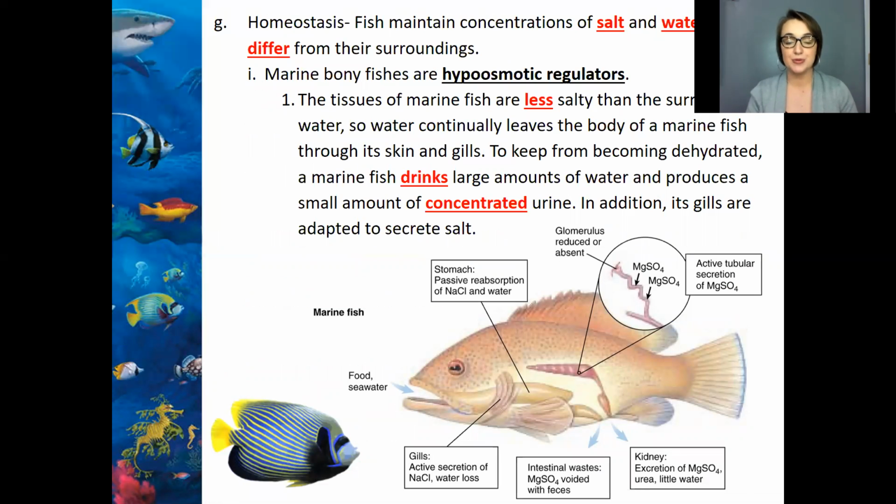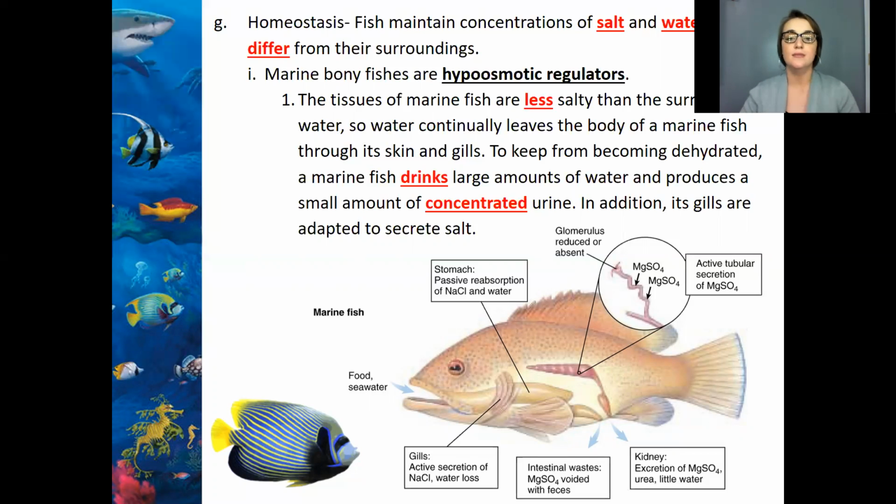Now let's talk a little bit about homeostasis. Now homeostasis isn't necessarily an adaptation as much as just the fish being able to compensate for their environment. So homeostasis is essentially going to be where fish are able to maintain how much salt and water is in their bodies in comparison to the environment around them. So bony fish specifically are considered hypoosmotic regulators. What this means is that in a bony fish, which is going to be typically what you think of when you think of a fish, it's going to be fish that have a skeleton.